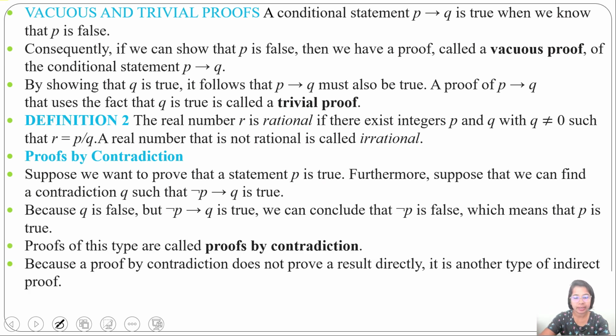So in proof by contradiction, negation of P implies Q is true, Q is false. When Q is false, negation of P cannot be true. If it were true, then negation of P implies Q would be false. But it's given true. So that's why negation of P is false. Negation of P is false means P is true. So that is all about proof by contradiction.